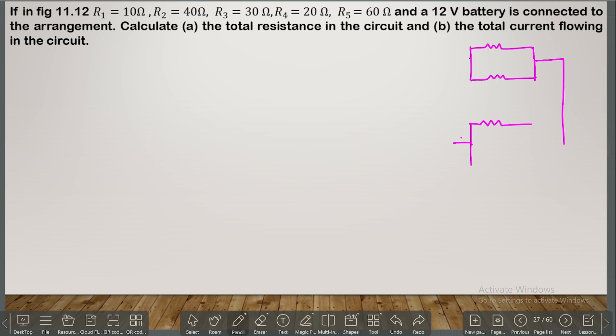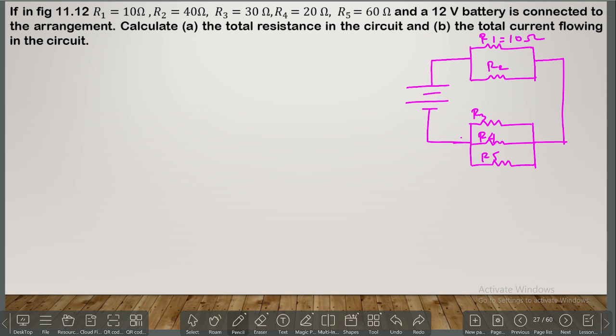So till now we solved the numericals based on only series or only parallel. Now we come to the next combination, a combination of series and parallel. This is R1, R2, R3, R4, R5.